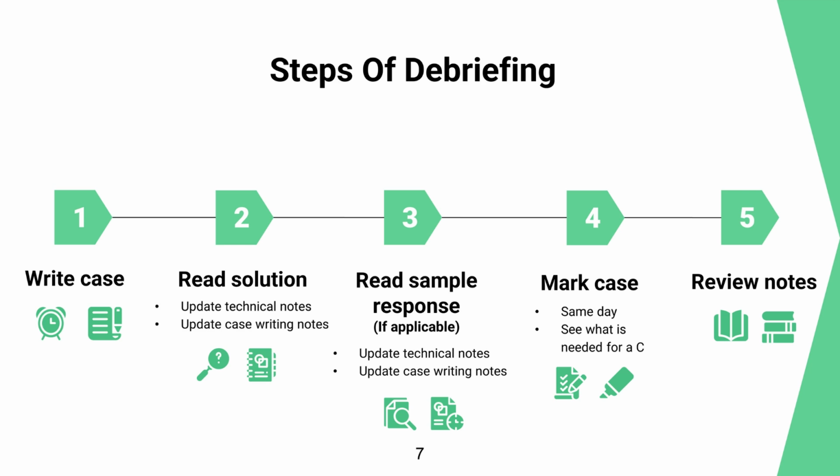The next step is marking the case. When marking the case, you want to pay attention to what is needed for a C and what was not given any marks. That will help you to be more concise and cut off things that don't give you marks and then add things that will. Some of you might say that you would mark the case as soon as you finish writing it instead of reading the solutions first. There's no right or wrong way to do this, but this is just my preference.